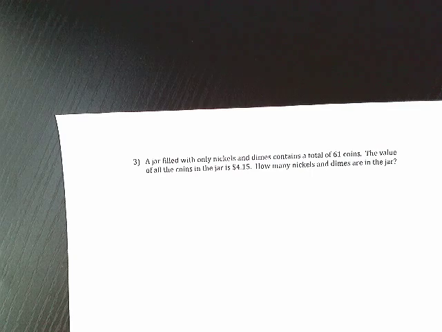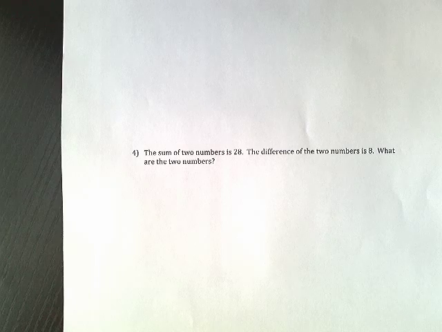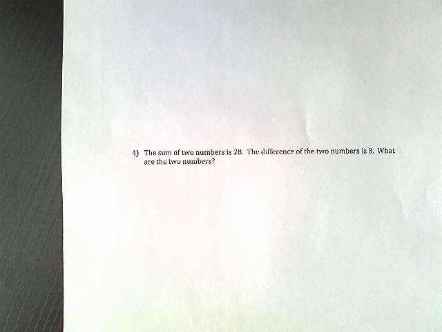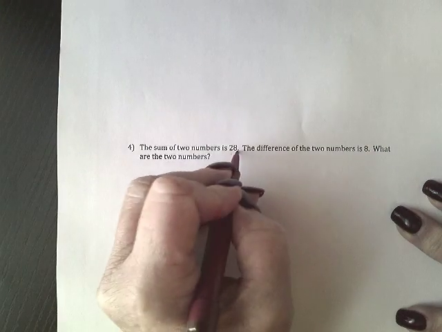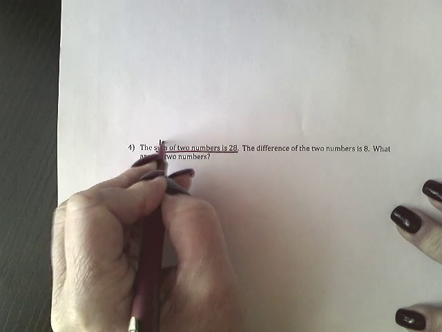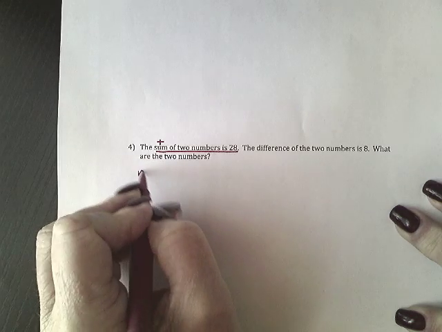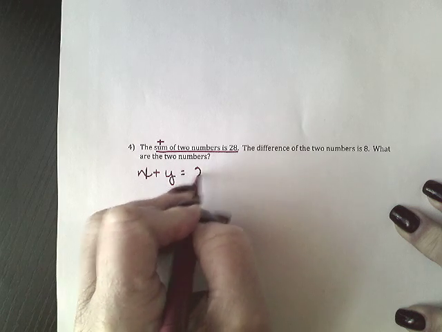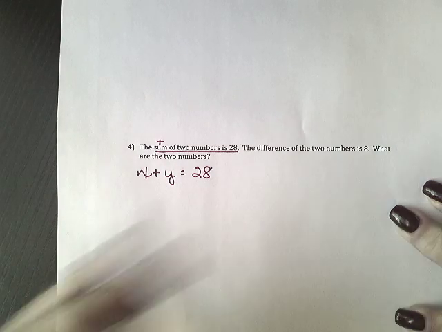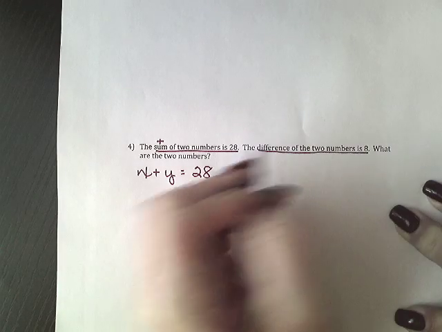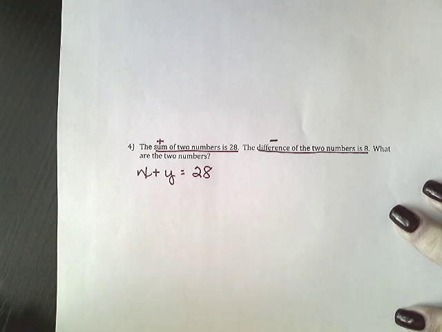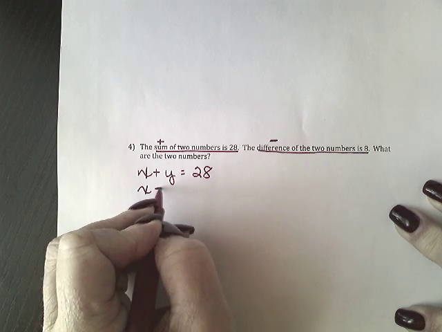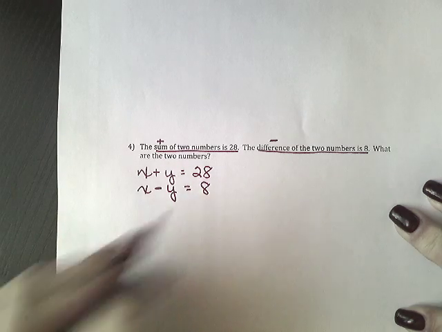All right, now this one is a little complicated, so I'm going to skip down to the bottom one first so we can get that one done. We have 2 numbers whose sum is 28. So 2 numbers whose sum, which means addition, is 28. Use any variables you want. X plus Y equals 28. The difference of those 2 numbers is 8. Difference means subtraction. So X minus Y is equal to 8.